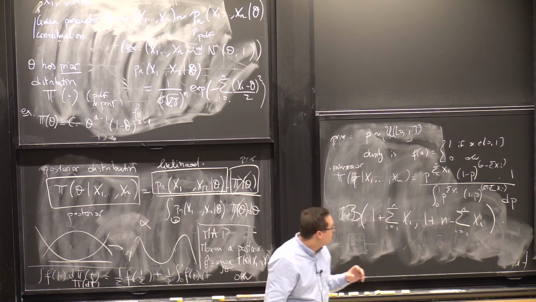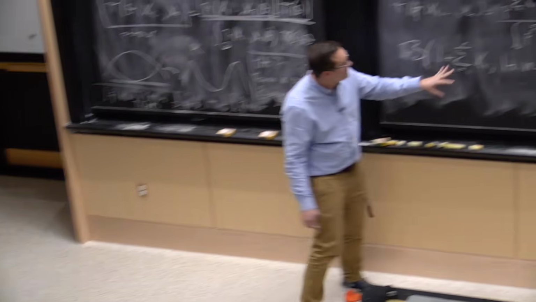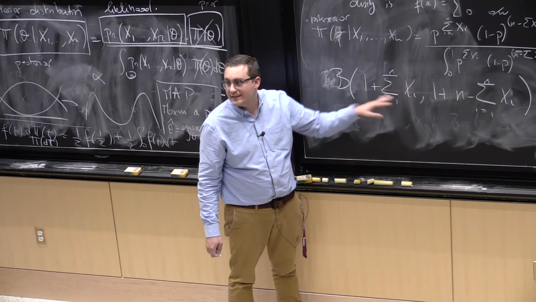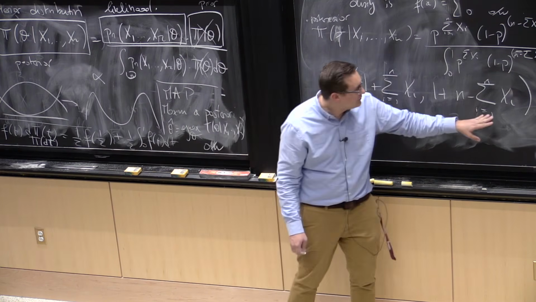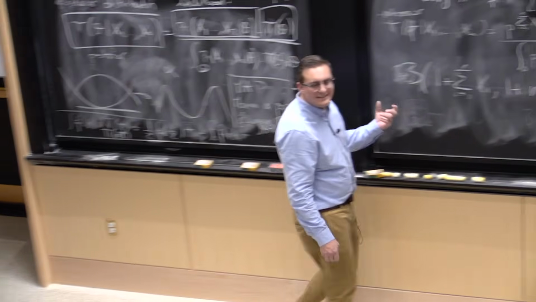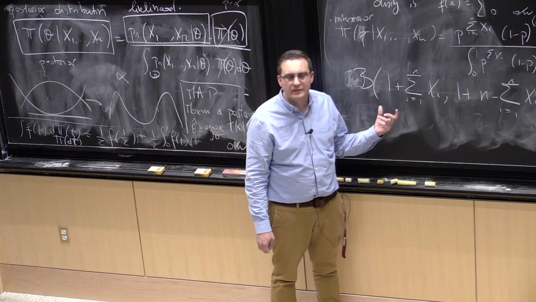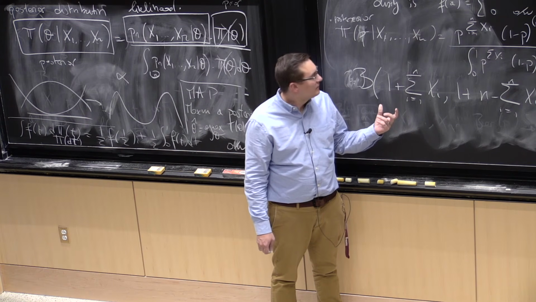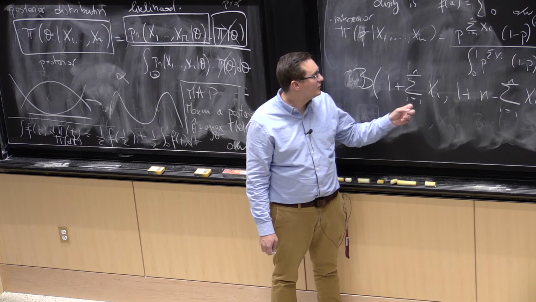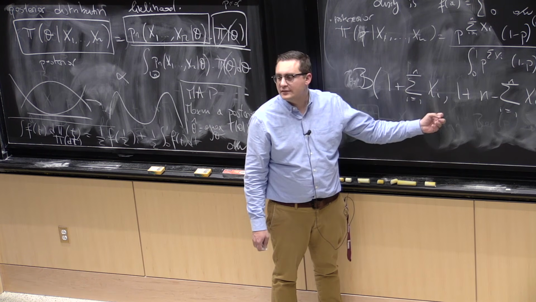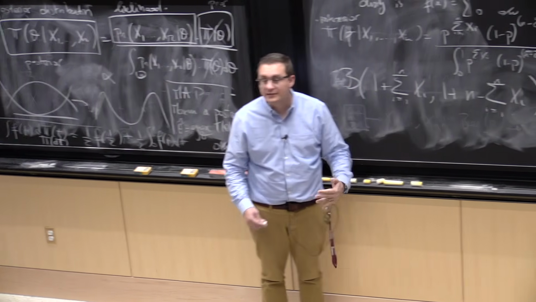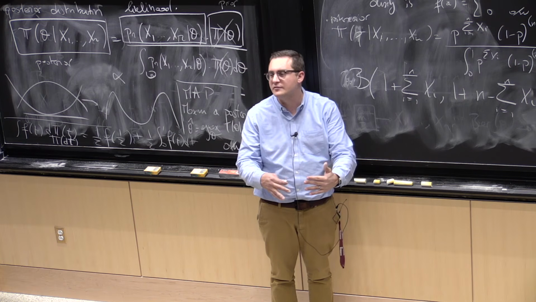Let's look at what this thing is doing. It's looking at the number of ones and adding 1, and this guy is looking at the number of zeros and adding 1. Why is it adding this 1? What's going on here? This is going to matter mostly when the number of ones is 0 or the number of zeros is 0, because it pushes the estimate away from zero.